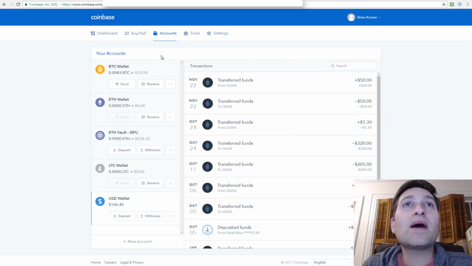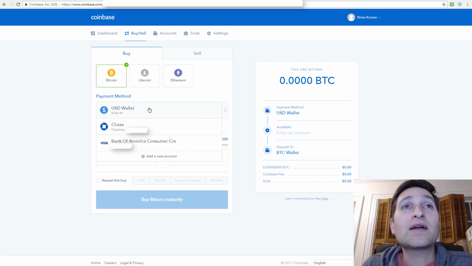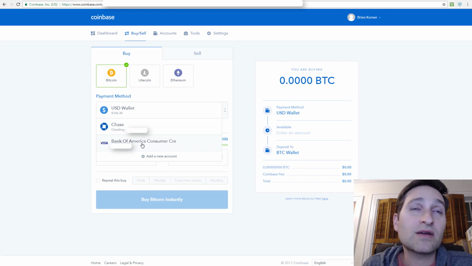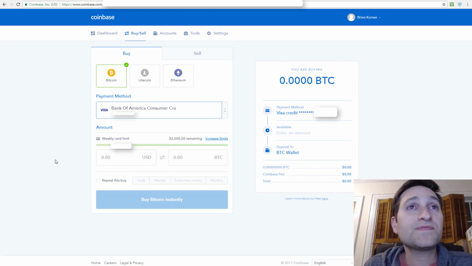The next way to go about purchasing is through a credit card. And the way you would do that is by clicking on buy sell right here. And you see here, remember our USD wallet has $106.40 in it. So I could purchase directly from there, or I could go ahead and purchase from my checking account that we have hooked up here, or I can also purchase from my credit card. So let's click on the credit card right here, and you could also add a new account if you wish. But let's click on the credit card one right here, and you can see my weekly card limit is $2,000.